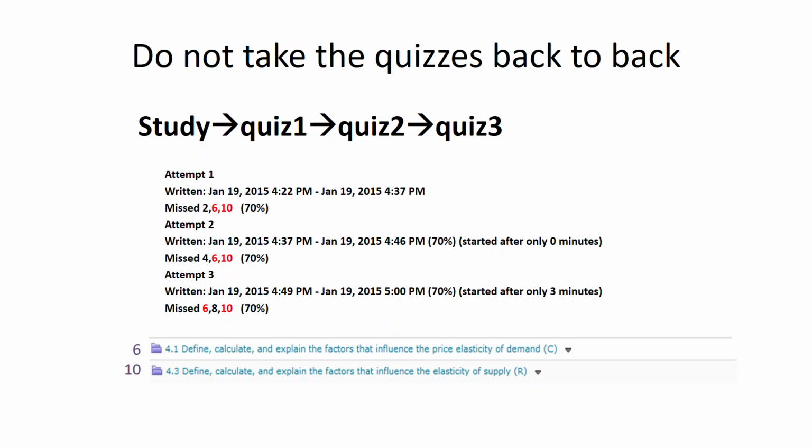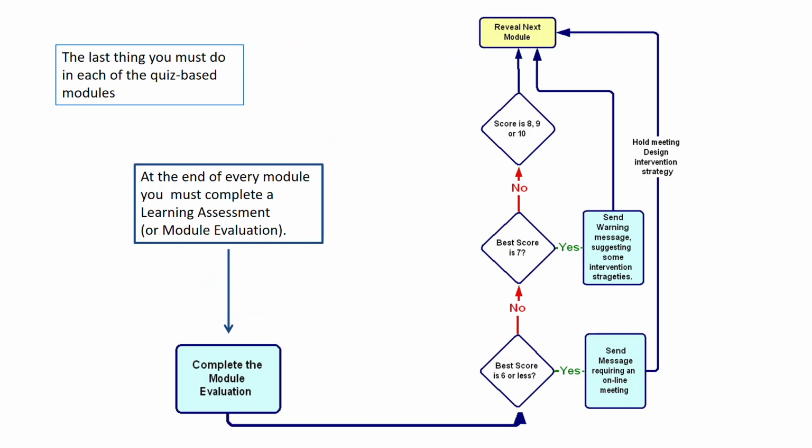Taking it 3 times in a row never, in my experience, leads to, oh, I got a 10. I don't know a thing, but I got a 10 because I took them 3 times in a row. It doesn't work. All right. They really do test your learning, and that's what we're after. Now, the last thing you must do in each of the quiz-based modules is complete a learning assessment. And you can see where the arrow is pointing there, complete the module evaluation. You've got to know your scores.